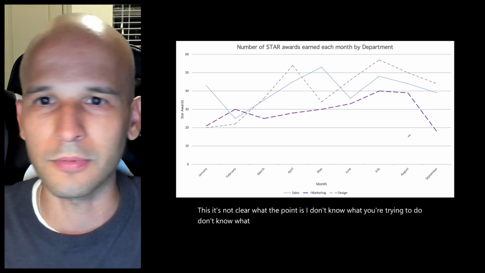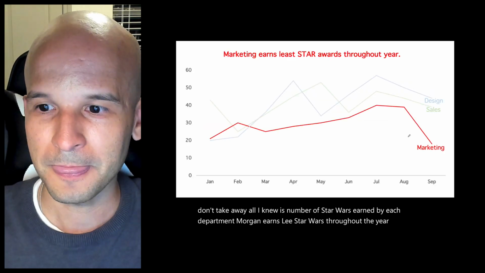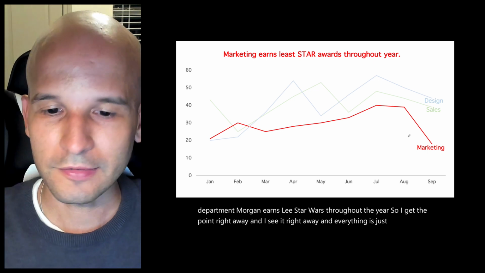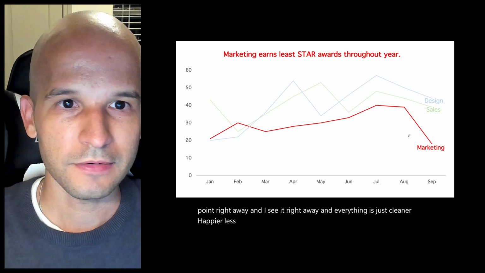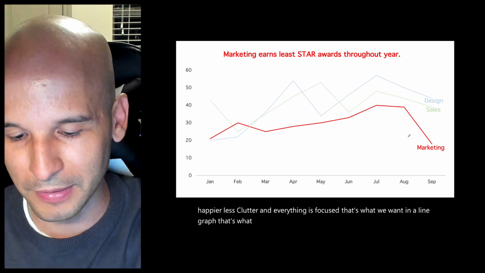All I know is number of star awards earned by each department. Marketing earns the least star awards throughout the year. Oh, I get the point right away. And I see it right away, and everything is just cleaner, happier, less clutter, and everything is focused. That's what we want in a line graph. That's what we want in a time series relationship.